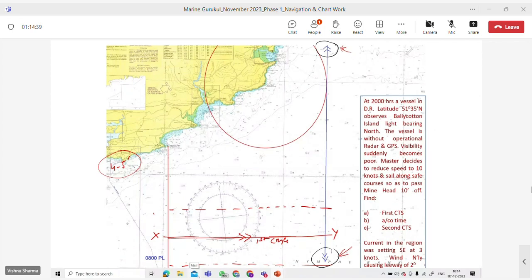What does it mean? It means I'm allowing the possibility of error in my DR, and I am saying that I'll be somewhere on this part of my line. This is what I'm trying to say now. Correct, beta? Yes or no? Is that clear? Clear, beta? Yes, sir.